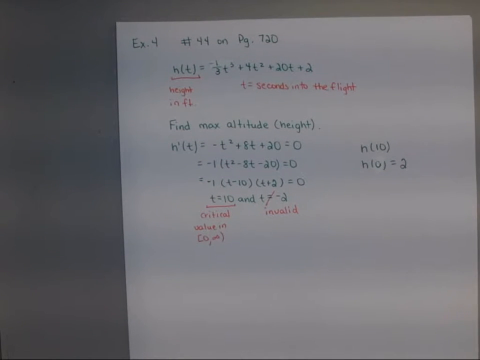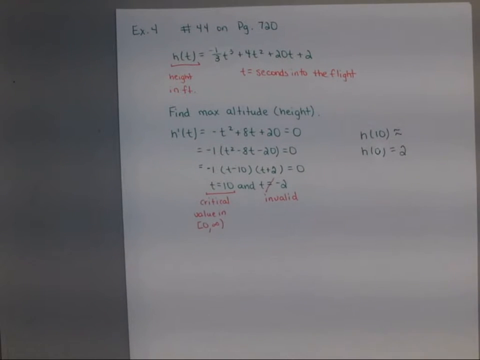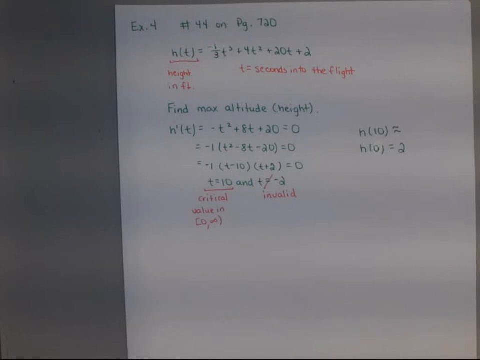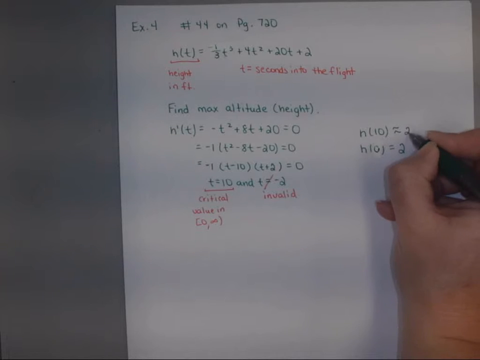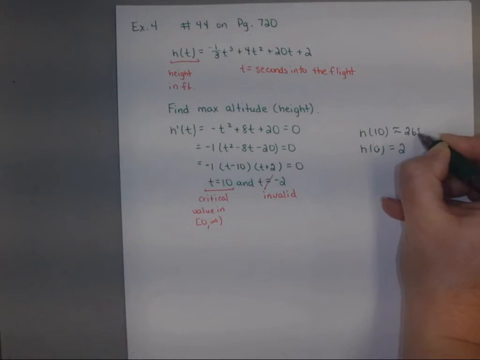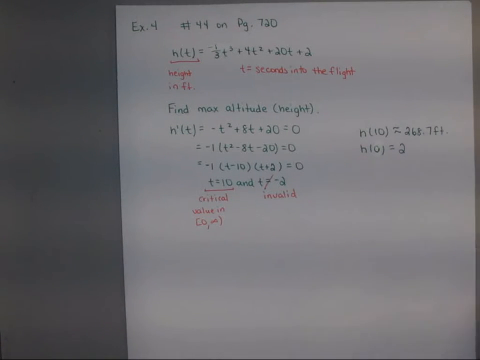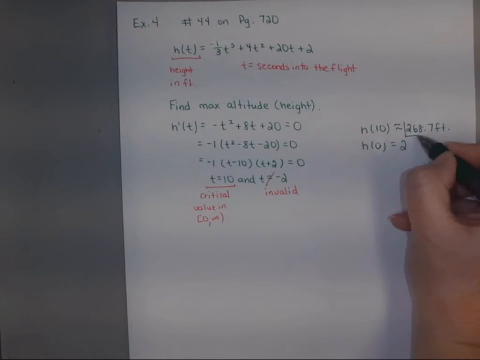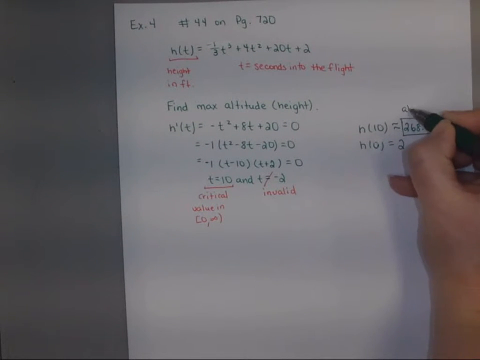So if you plug in 10, somebody go ahead and do that for me. Notice we're finding y's, so we always use which equation when we're trying to find y's? The original, right? So let's just do an approximate, because I don't think it comes out nicely. I got 269. So let's do 1 decimal place, so 268.7 feet. Okay, so that means this is the max, right? So I'm just going to mark this. This is the absolute max.